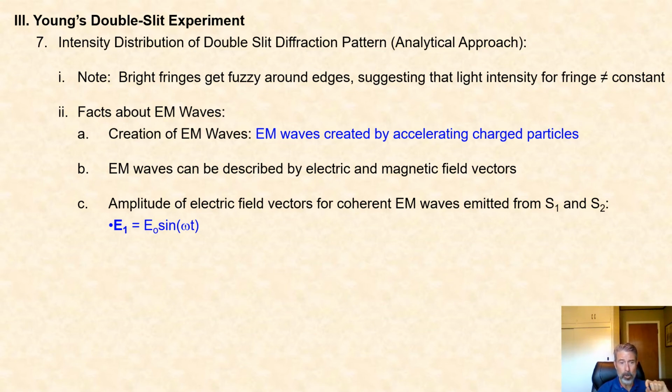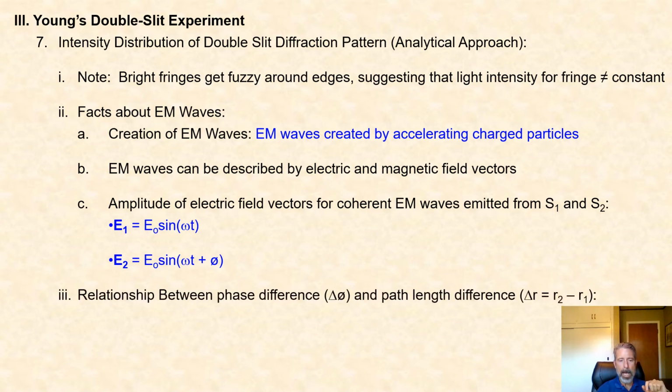So, no surprise here, this electric field is wave-like, because what we just said is that's what an electromagnetic wave is. It is a combination of both an electric and magnetic field vector which behaves as a wave. We can likewise describe the electric field of the wave emitted from slit 2 as follows: E naught sine(omega t plus phi). Once again, it looks wave-like. It has the same amplitude as the electric field for the wave emitted from slit S1. The only difference between these two is this phase difference phi.